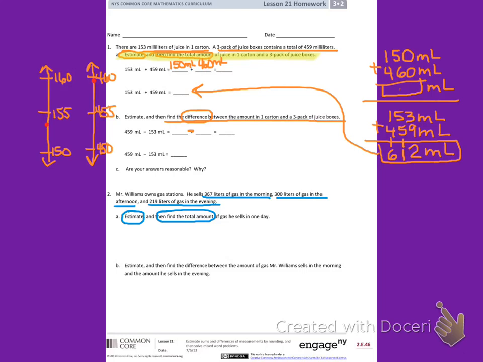So if I'm going to estimate the numbers 367, 300, and 219, each one of those numbers will get a vertical number line. For 367, I want to round to the nearest 10. I know that that comes between the numbers 360 and 370 with a halfway point of 365. Then I plot the number 367 on the number line and see that it is closest to 370. Then I write it down.